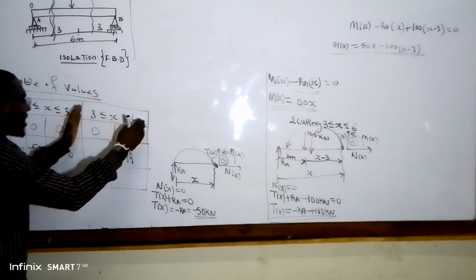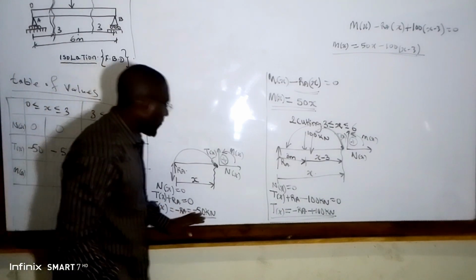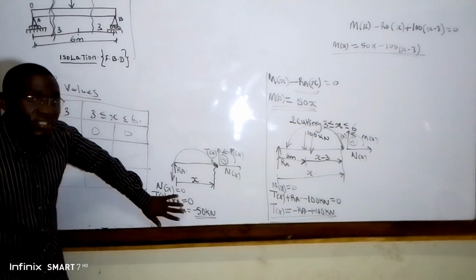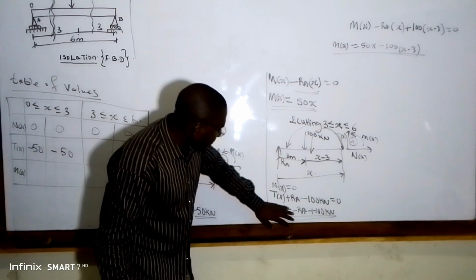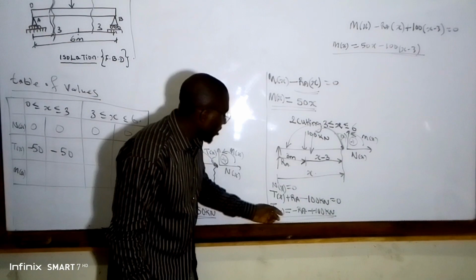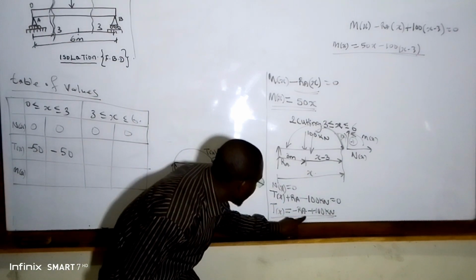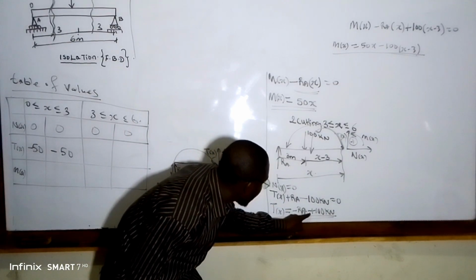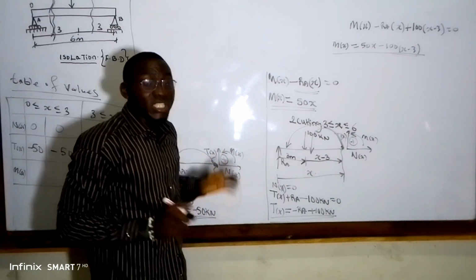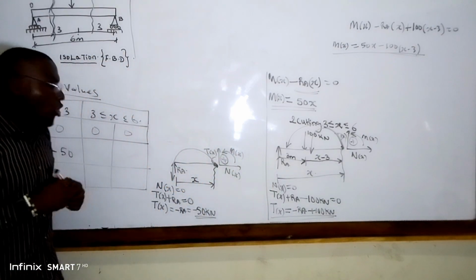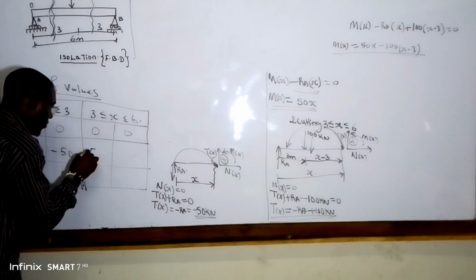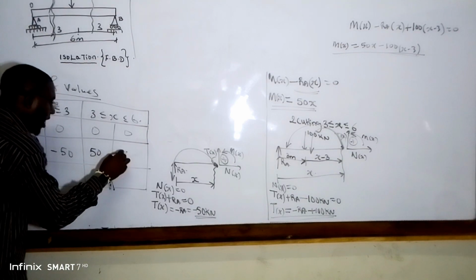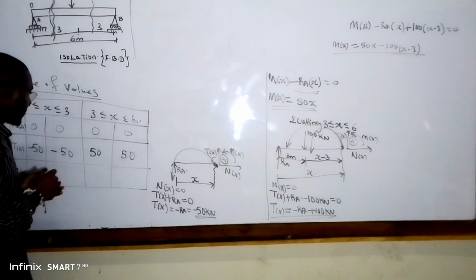Now you are entering the second cutting. You leave the T of x for the first cutting, and you look for the T of x for the second cutting. So guys, if we do the calculation here, we are going to have negative 50 plus 100, which is 50 kilonewton, and it's a constant. So 50 kilonewton and also 50.